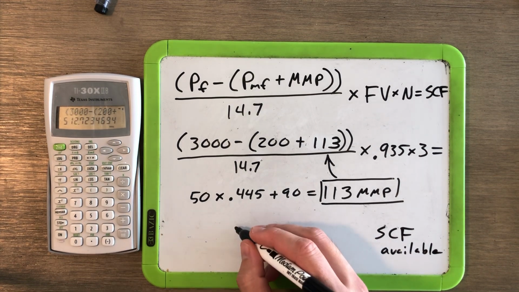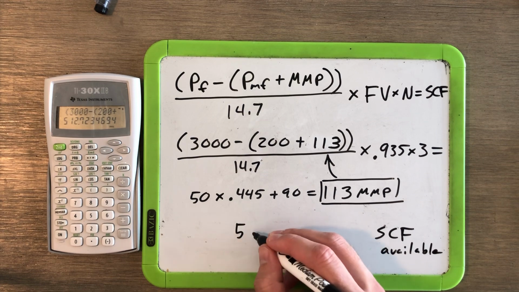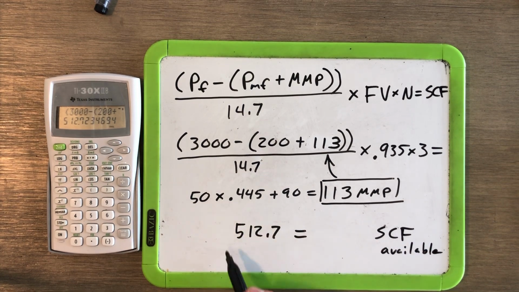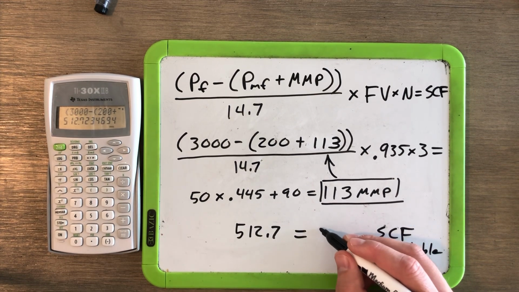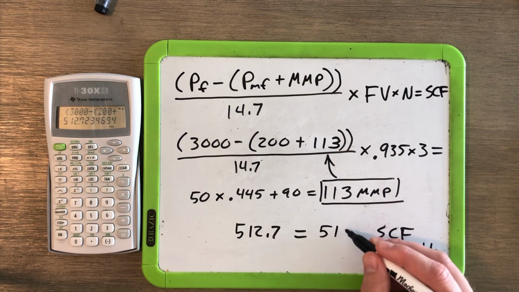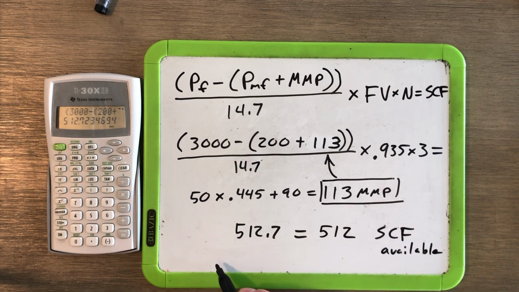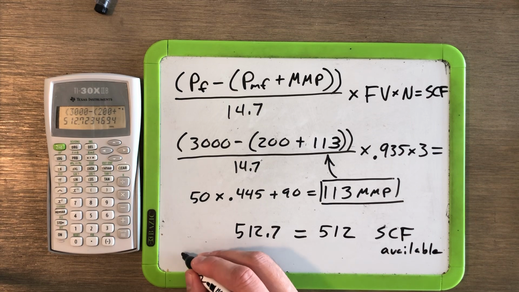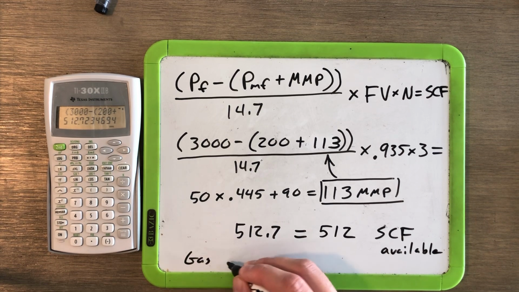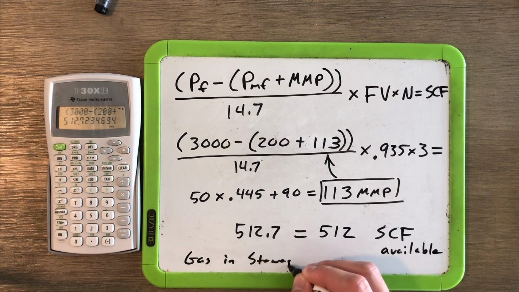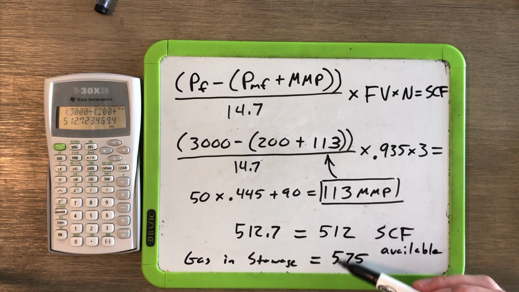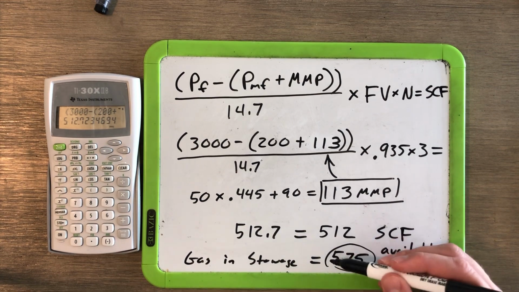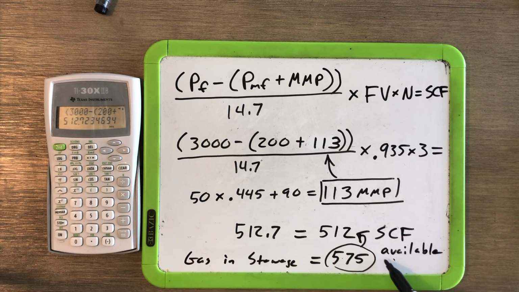of 512.7. So 512.7, that's what's available. We're going to round down because we don't have 513 available, we only have 512. So 512 is available to us to use. Now, keep in mind that our earlier calculation for gas in stowage was equal to 575. So out of this 575, we have this much that is available to us.